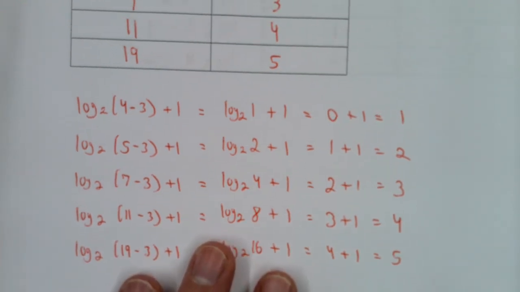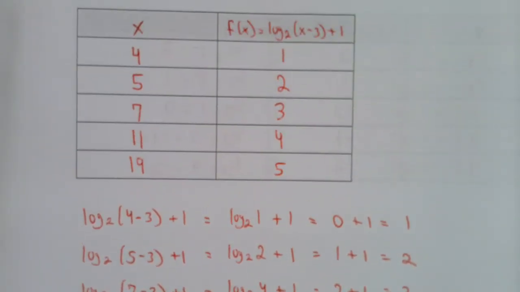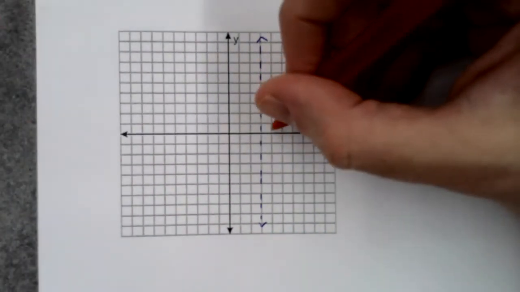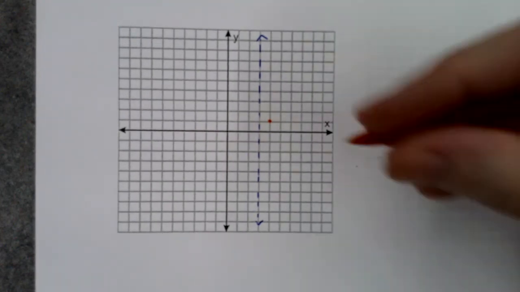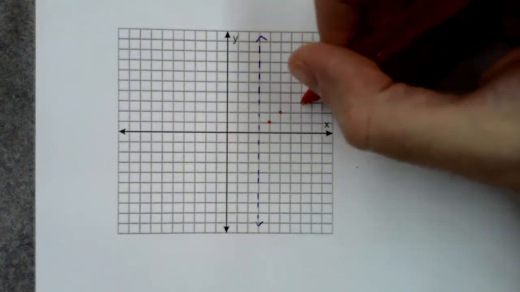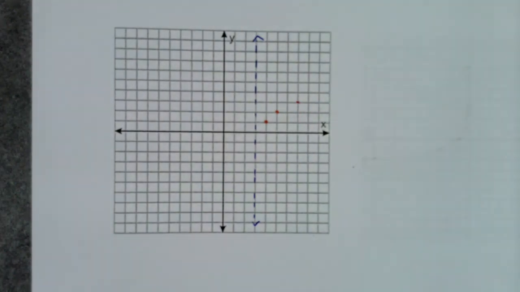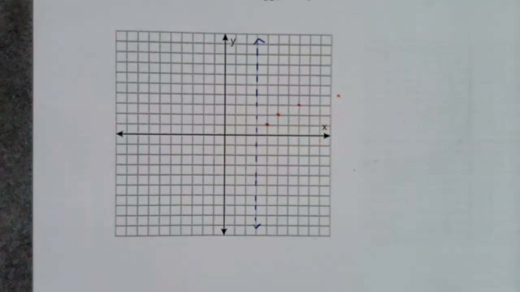So let's just graph the ones that actually do fit. We have (4, 1). We had (5, 2). From the table below, we had (7, 3). And we had (11, 4). You can just estimate that one. That's fine. Just go 1 over.